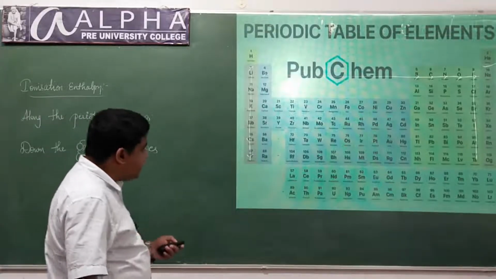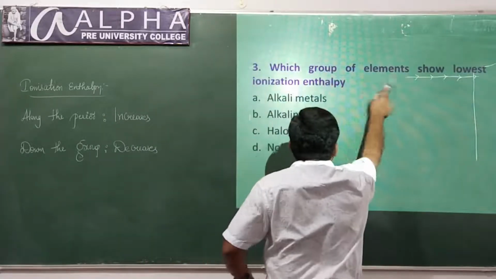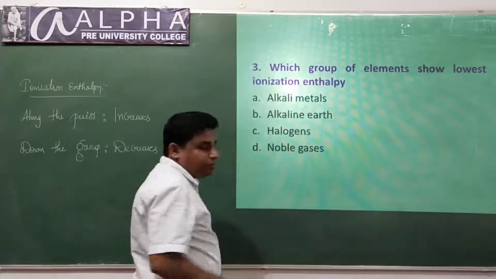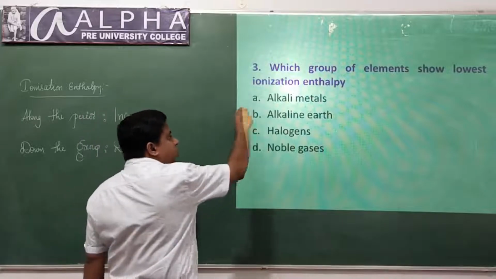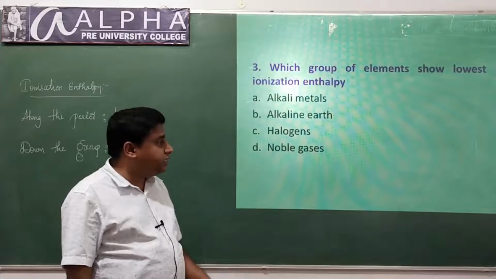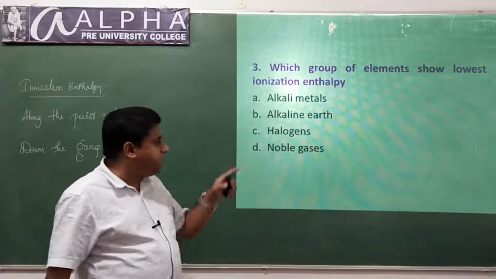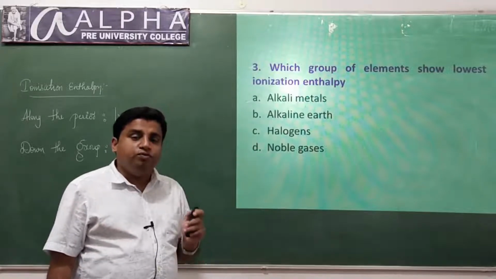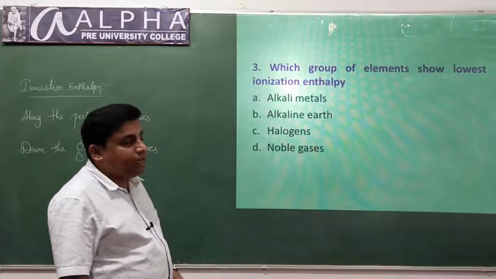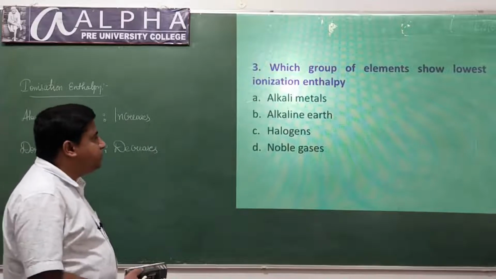So can we answer this question? Which group of elements shows lowest ionization enthalpy? Of course, it's going to be alkali metals. Halogens and noble gases will have extremely high ionization enthalpy. For noble gases, ionization enthalpy is extremely high. Next to noble gases, it's going to be halogens. But which group of elements has least ionization enthalpy? It's going to be alkali metals. Hope you have understood. We shall go with the next question.